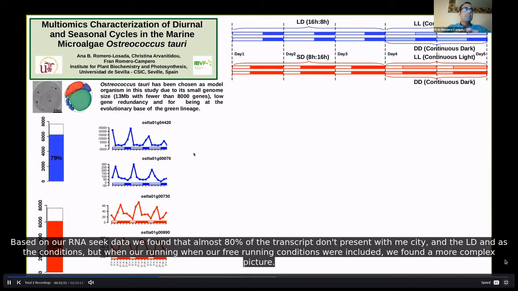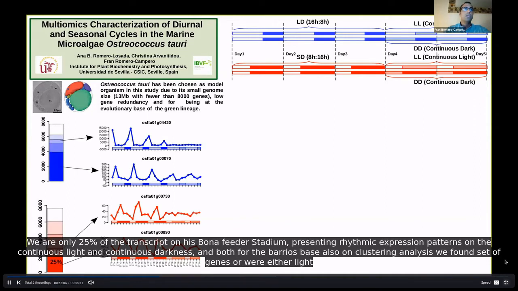Based on our RNA-seq data, we found that almost 80% of the transcriptome presents rhythmicity under LD and SD conditions, but when our free running conditions were included, we found a more complex picture where only 25% of the transcriptome is bona fide circadian, presenting rhythmic expression patterns under continuous light and continuous darkness, and both photoperiods.